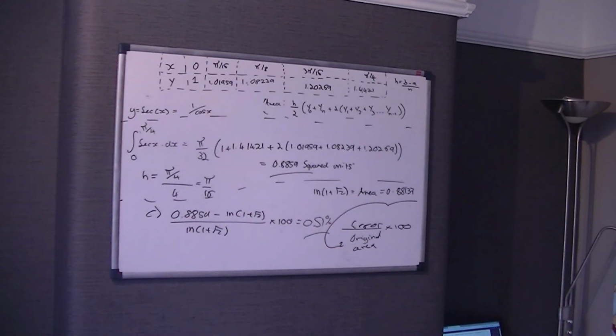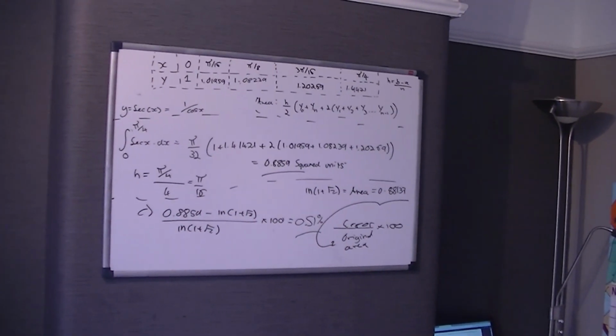Double check. Yeah, that's the end for question 2. So that's a nice 7 marks there. The only thing you may have slipped up on is doing the ln of 1 plus root 2 take away 0.8859 and dividing that by 0.8859, which would have given you a negative percentage error, which is obviously wrong because you can't have a negative percentage error.